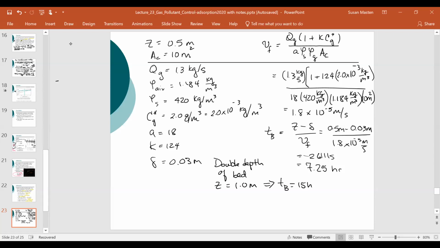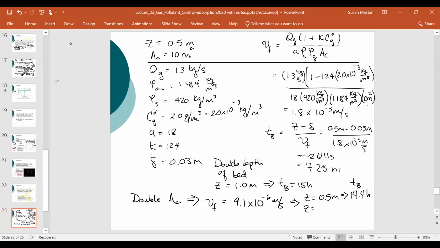What if we were to double the cross-sectional area? Well, if we double the cross-sectional area, that changes because we have cross-sectional area in the denominator. It's going to change V sub f, and it becomes 9.1, decreases that, meters per second. And now if my depth is equal to 0.5 meters, my breakthrough time is roughly 14 hours, almost 14 and a half hours.